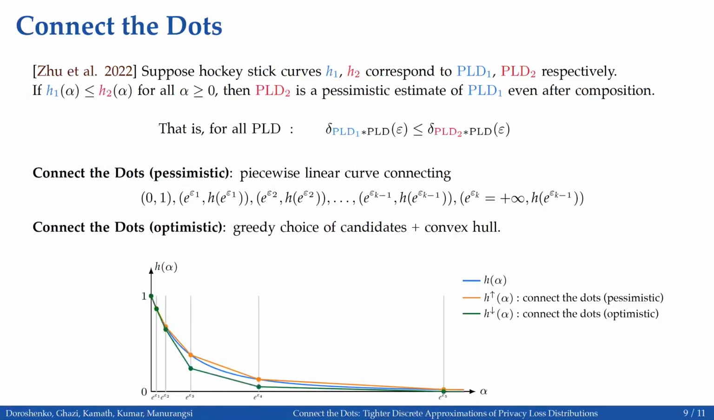We also provide an algorithm to get an optimistic PLD that is based on a greedy algorithm to choose a candidate set of points that the curve would be anchored on, and then using a convex algorithm to find a subset of the anchors that form the optimistic hockey stick curve. It turns out that unlike the pessimistic hockey stick curve, there is in fact no unique best optimistic choice. Our algorithm is just one of the choices that we found to be giving good optimistic estimates empirically.